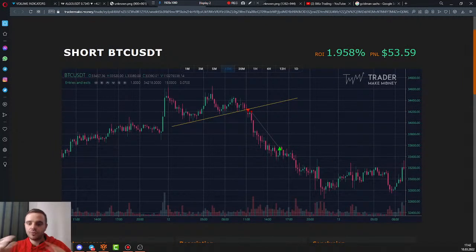Does Quantower have a DOM and footprint? I think yes, they have it. Yes, but we use Tiger Trade.